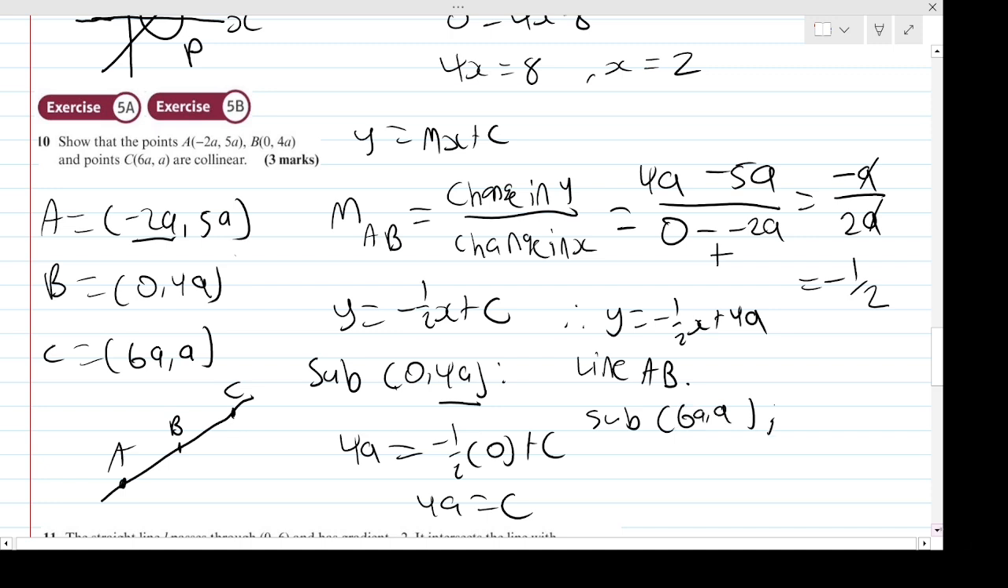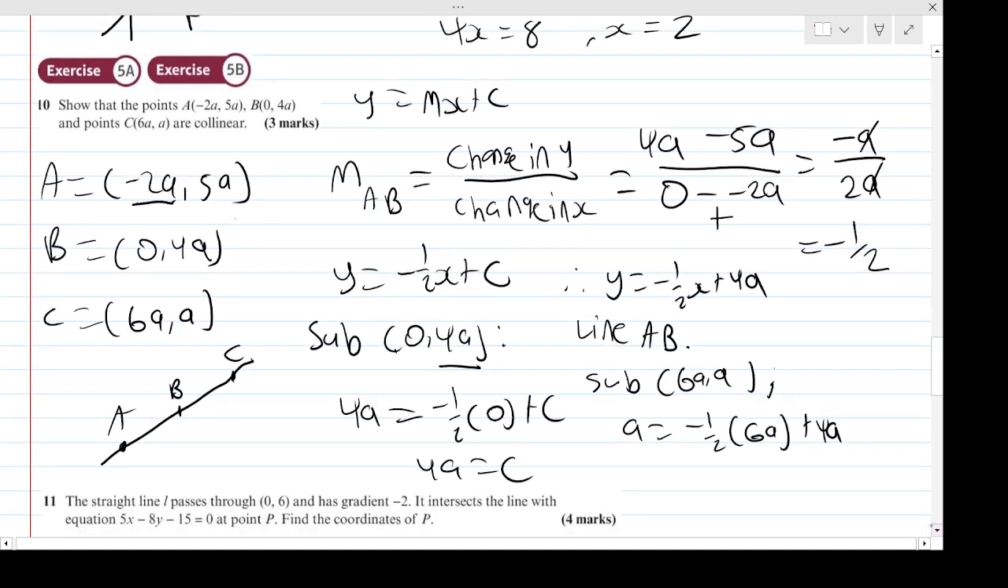Then that means y is going to be A. And so x is then going to be 6A, so minus a half of 6A plus 4A. Okay, but then if I simplify this, A is going to be minus a half times 6. Well, that's going to be minus 3A, because 6 over 2 is 3, then minus 3A plus 4A. Okay, well then if I simplify the right hand side, I get 4A take away 3A.